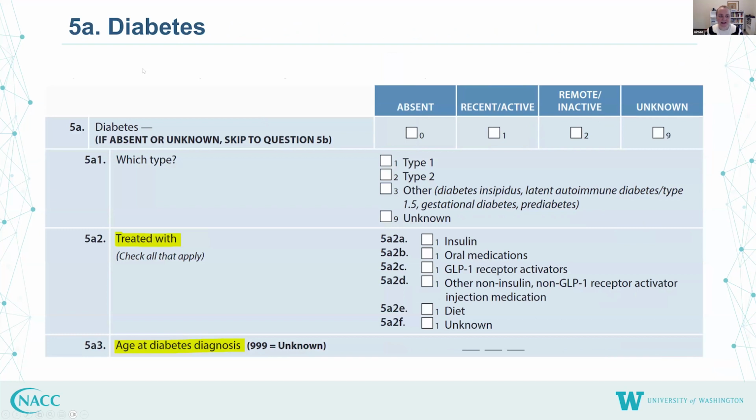A little bit was added here about diabetes in section 5A. So diabetes is queried, whether it's absent, recent active, remote or inactive, or unknown, and which type. And then we've added some questions about the treatment given for diabetes, including several standard treatments as well as the new GLP-1 receptor activators. And then we've also added the age at diabetes diagnosis to get at the chronicity of diabetes history.